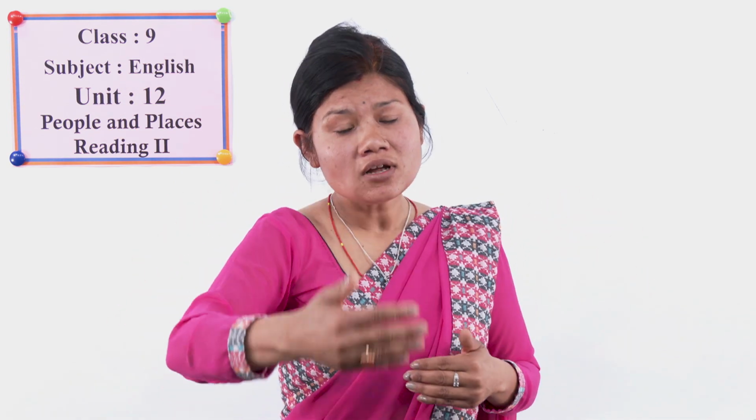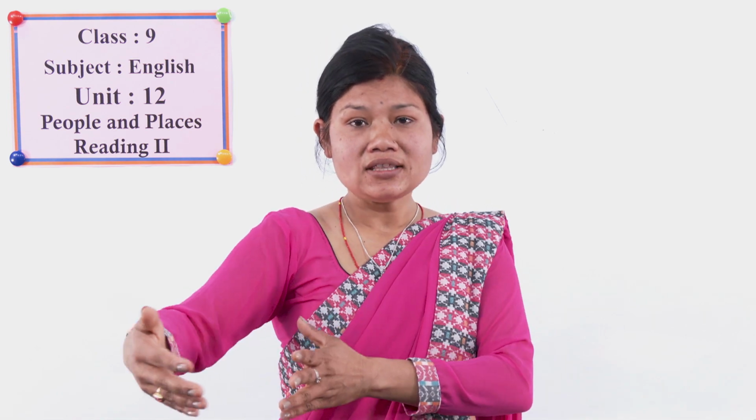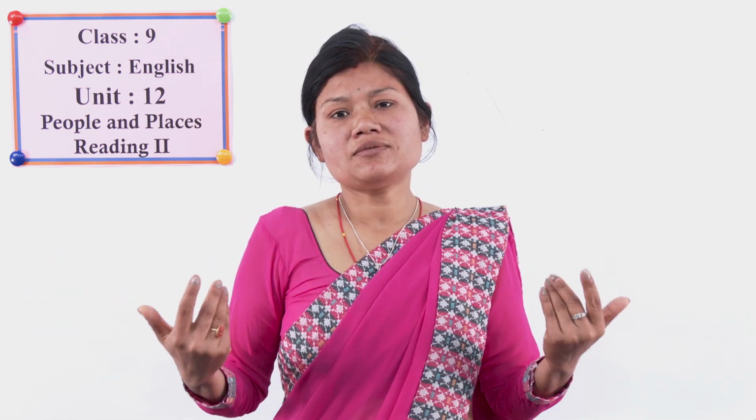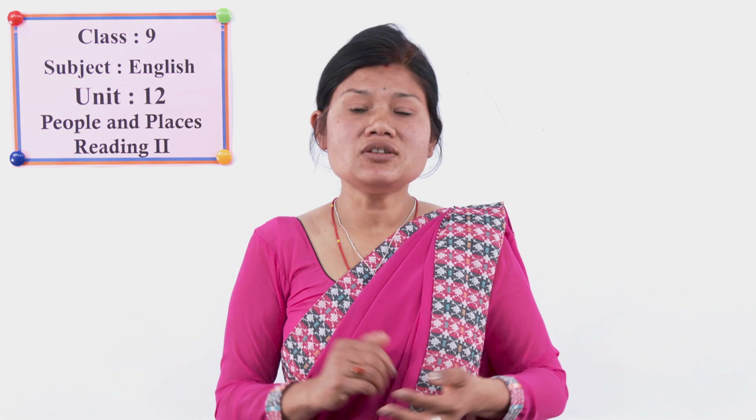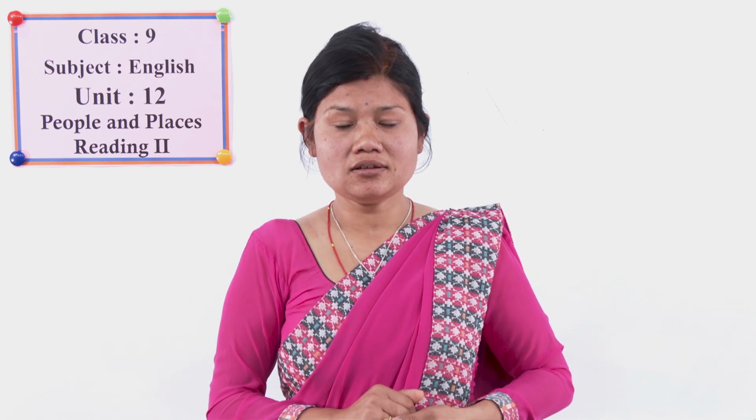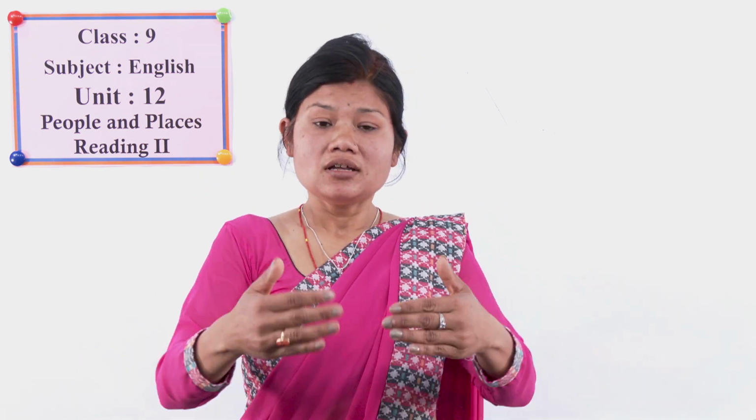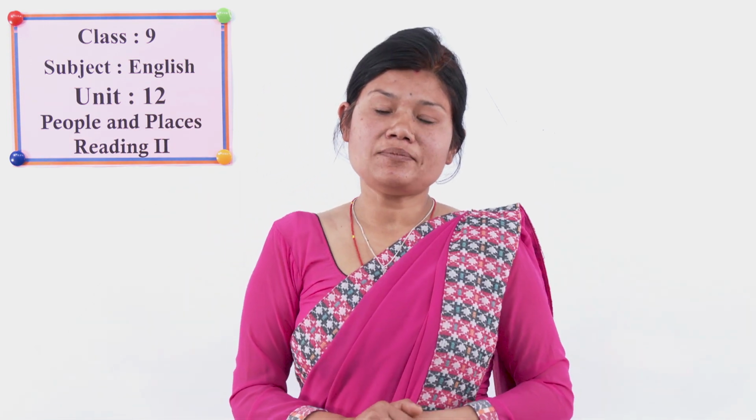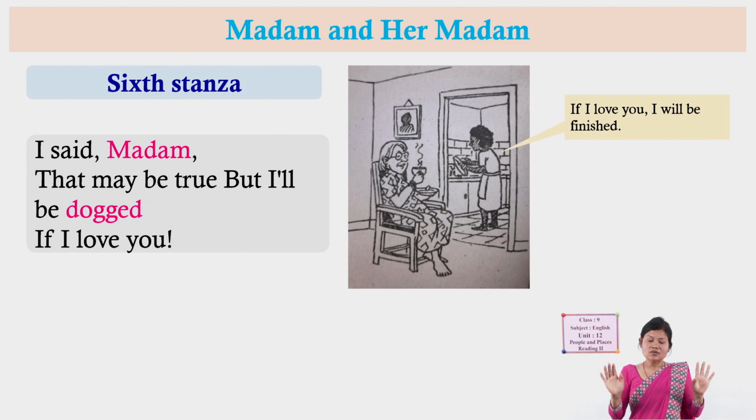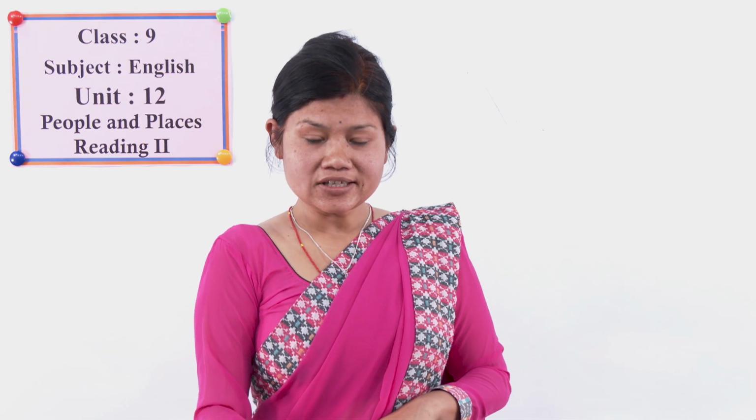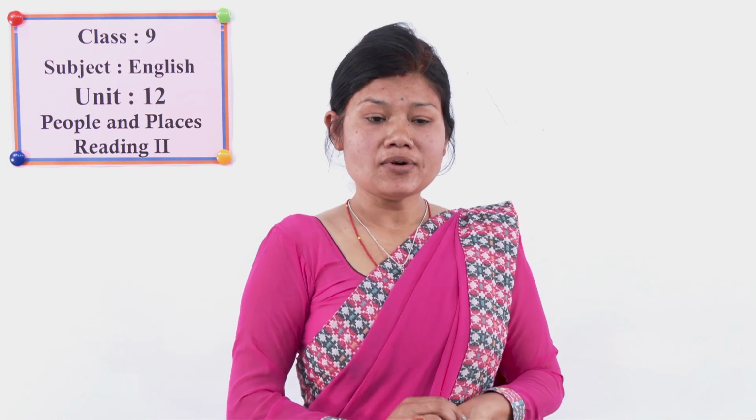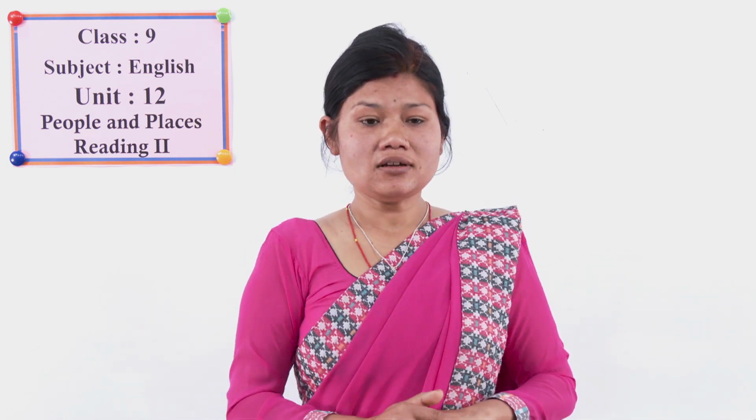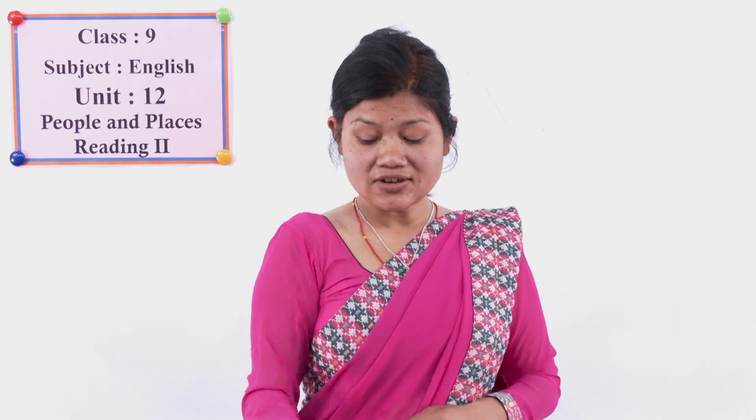If I also love you in this manner, then I will be finished because it is a burden to me. Your love is a burden to me, so I do not need it. Such kinds of meanings she wants to say by replying like this. Okay. So, I think, dear students, you understood the poem well. Let us summarize the main content of the poem. First of all, check the meaning of a few words given in this stanza.